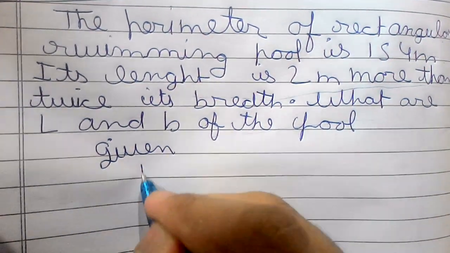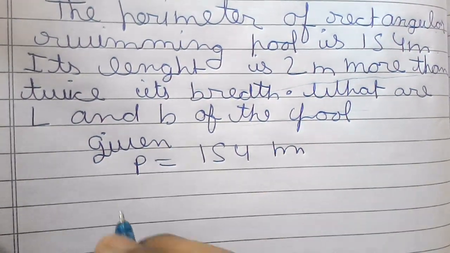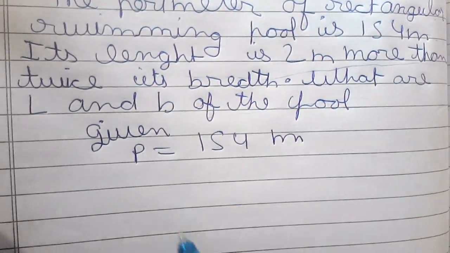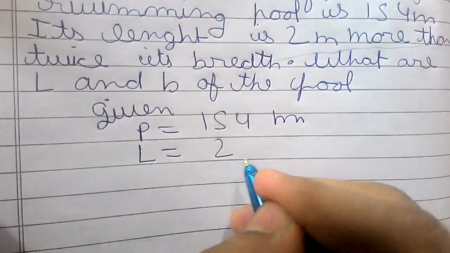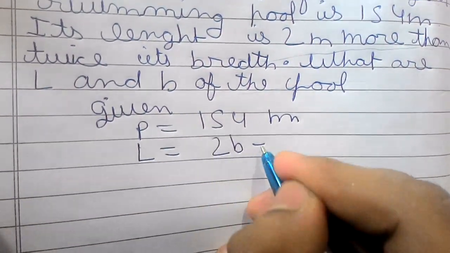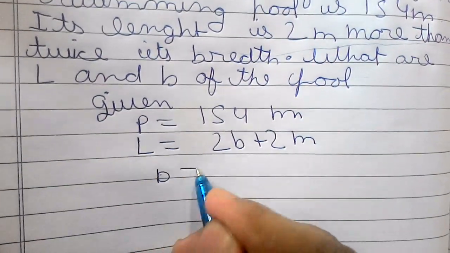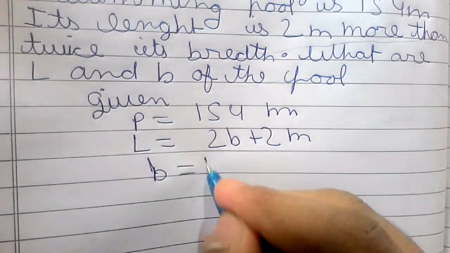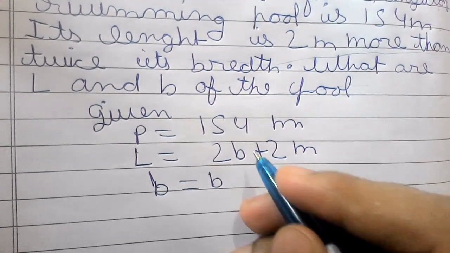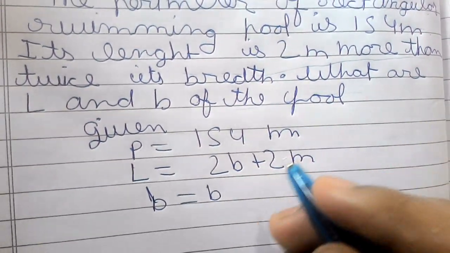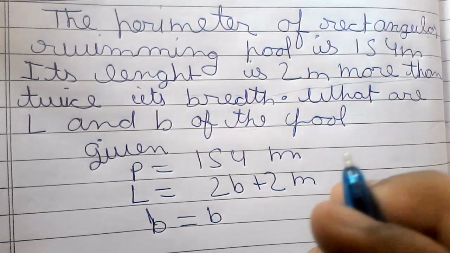Our first thing, the perimeter is equal to 154 meter. Okay, 154 meter is the perimeter, that is given. And second thing, length is also given. It is 2 times breadth, so 2b, plus 2 meter, because 2 meter is added. So this is the length, and breadth we don't know, so we will take the breadth as b. We are taking b because this is a linear equation in one variable, so we just use one variable.